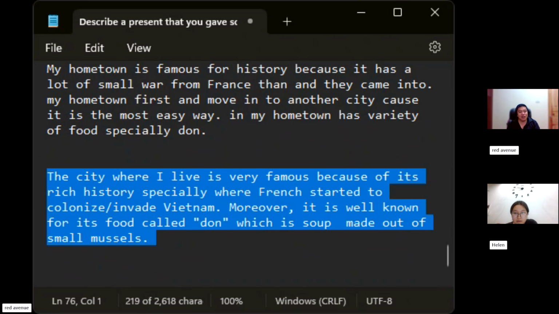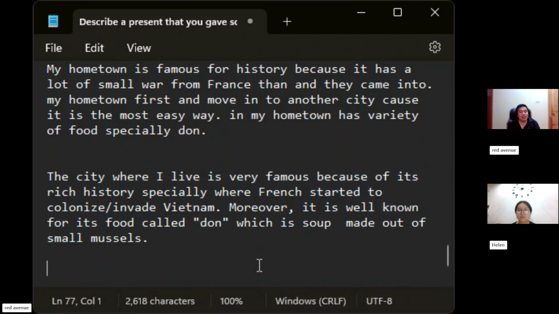Try to read this, please. The city where I live is very famous because of its rich history, especially where French started to invade Vietnam. Moreover, it is well known for its food called zon, which is soup made out of small mussels.